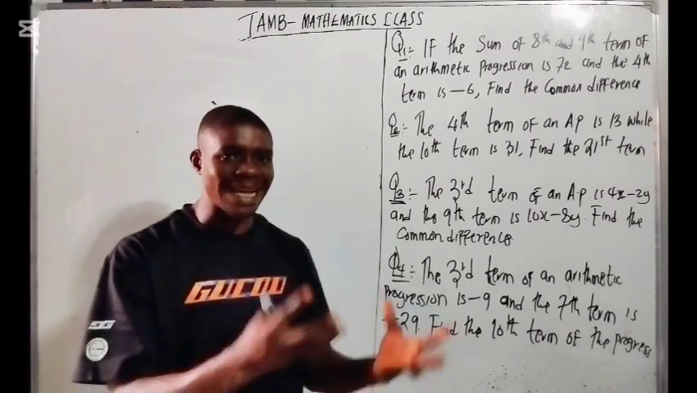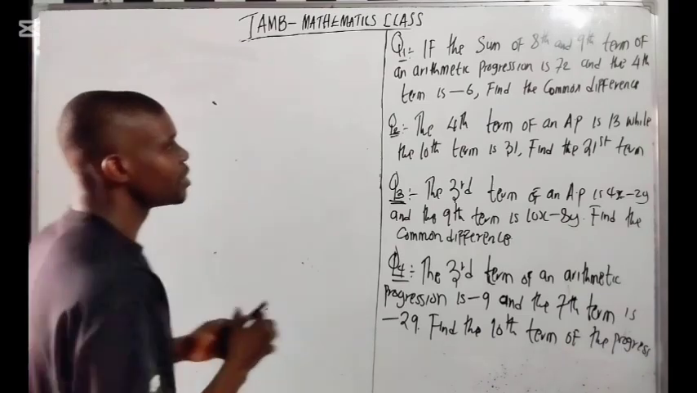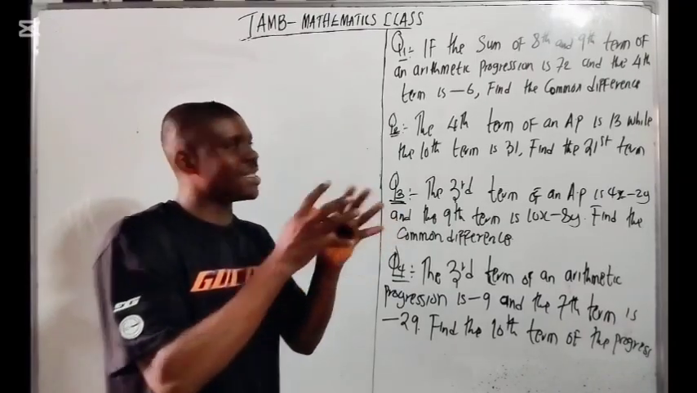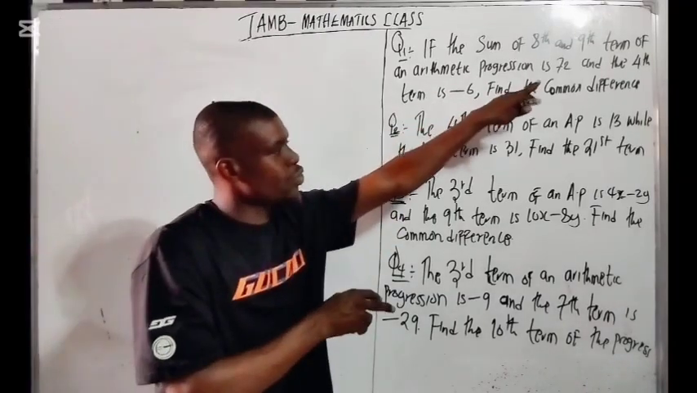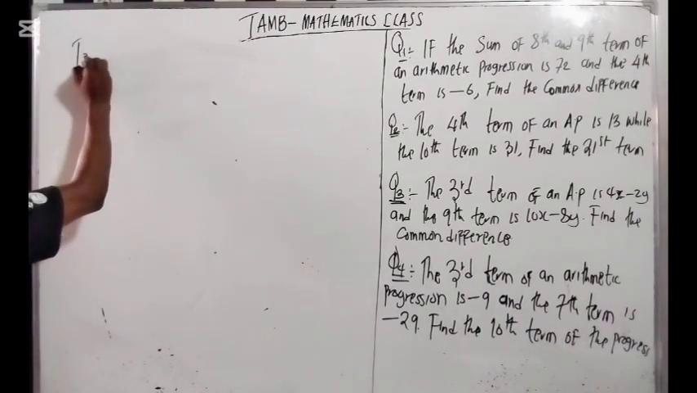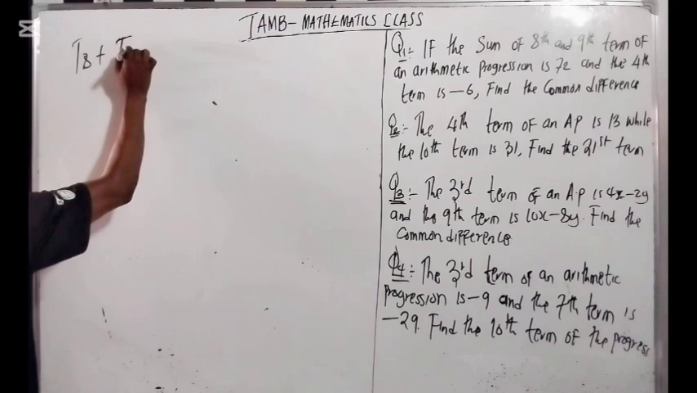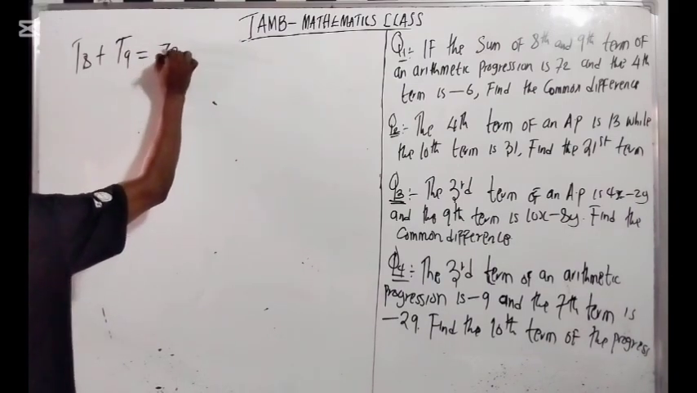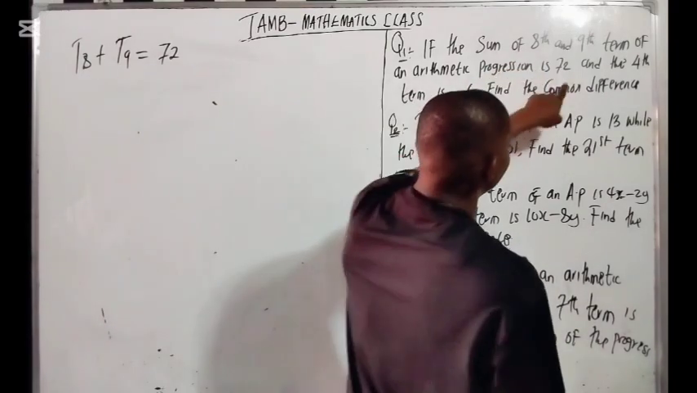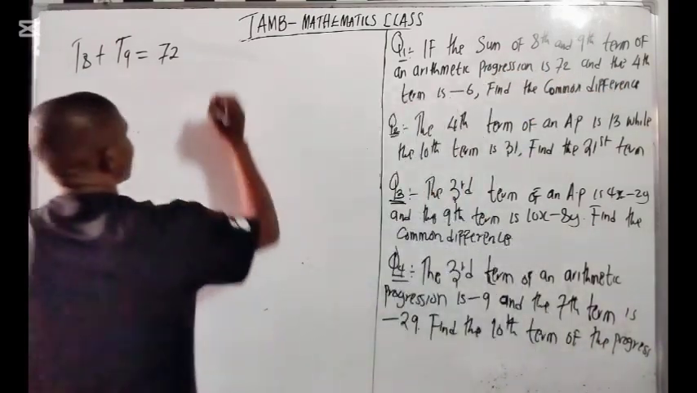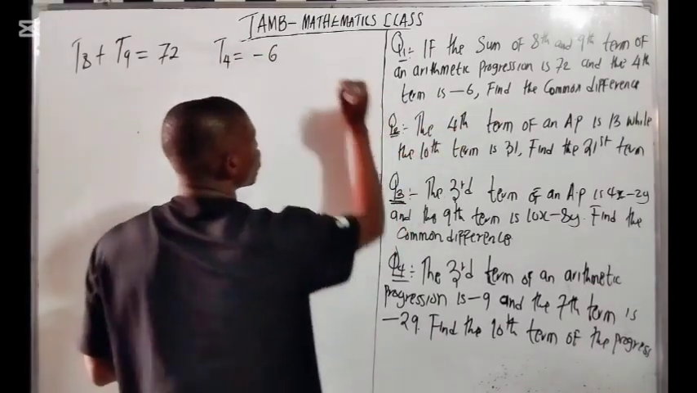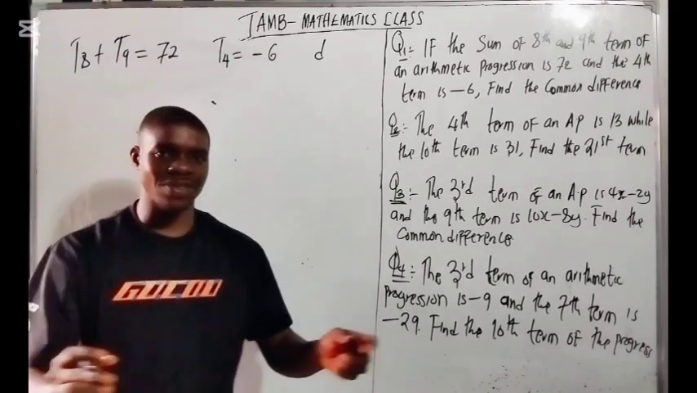Let's analyze the question. You can see the sum of the 8th term and the 9th term is 72. Sum means addition. So that statement simply means the 8th term plus the 9th term is equal to 72. And the fourth term is minus 6. So find the common difference.